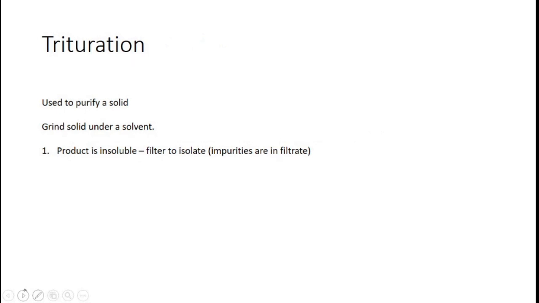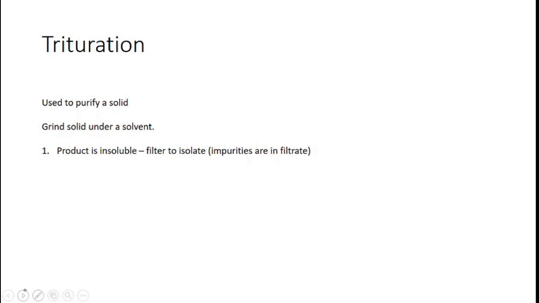Another technique you've used is trituration. This is also a technique used for purifying solids. Basically, it means to grind a solid under solvent. So you would place your solid in a flask, add some solvent, and simply start grinding it up. You want to break it to a fine powder, and this allows one substance to dissolve while another remains behind.